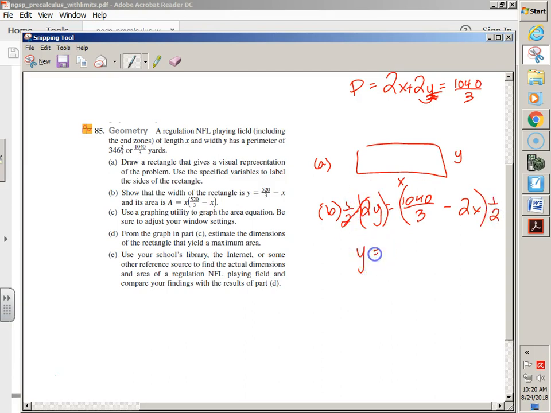So now I get y by itself. That's just going to be an x. This is going to be 1040 over 6, or aren't those both even? So I can reduce. 2 goes into 10 5 times, 2 into 40 20 times, so 520. If you didn't get that, you just didn't think about the perimeter of a rectangle being 2x plus 2y.